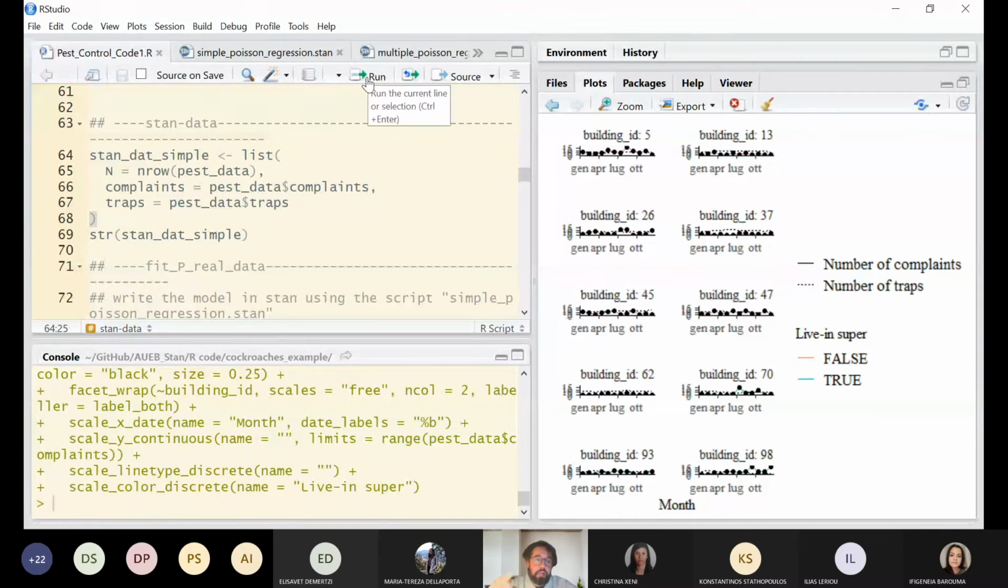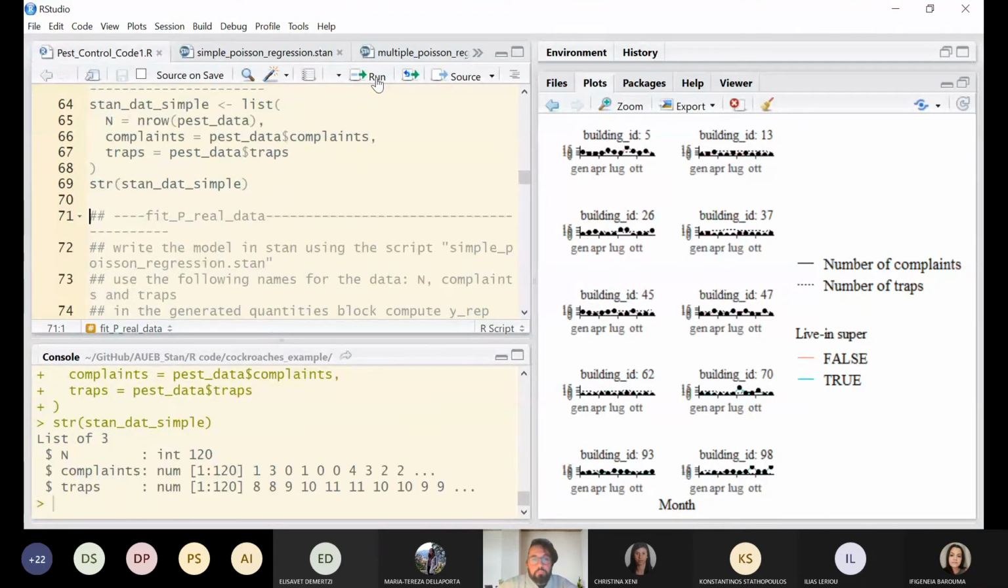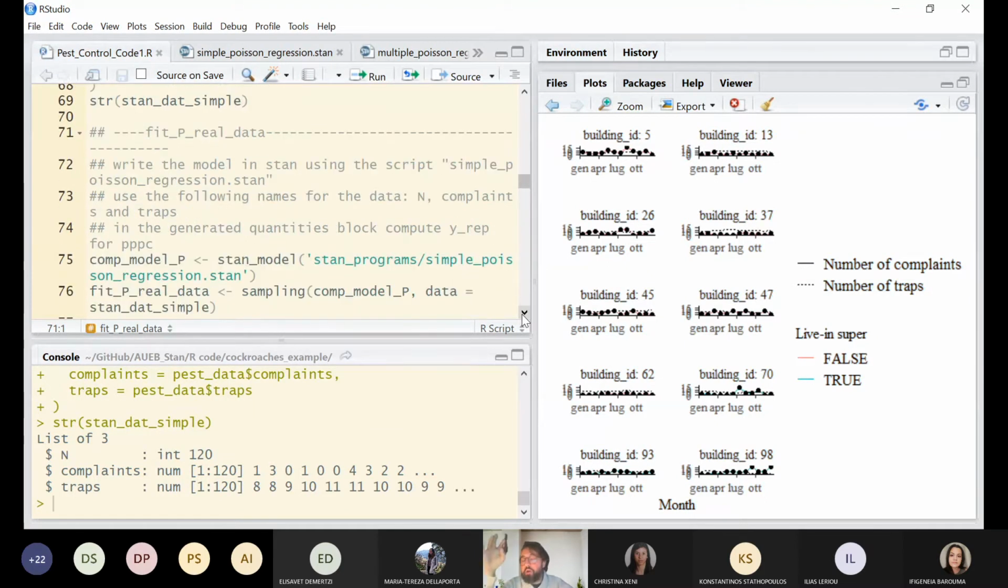Let's directly access the data and store it in the list standard simple. This is the list for my Poisson model, because the first model that we are going to assume is a very simple Poisson model for the number of complaints. We are not going to consider any kind of structure. We are not going to consider any kind of hierarchical structure for the different buildings.